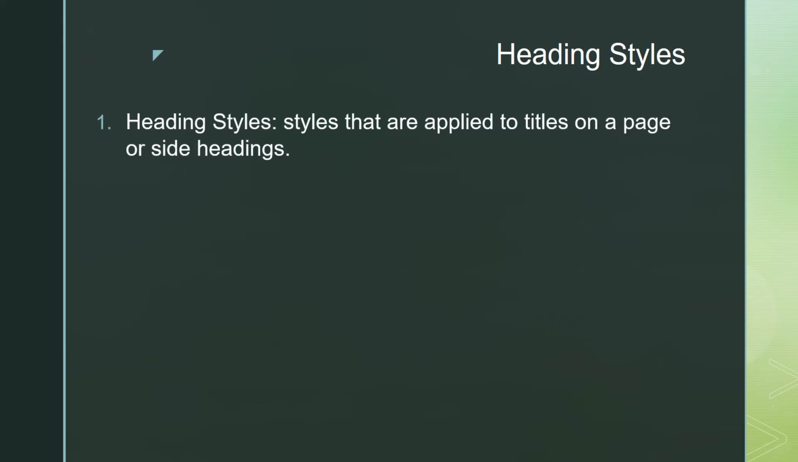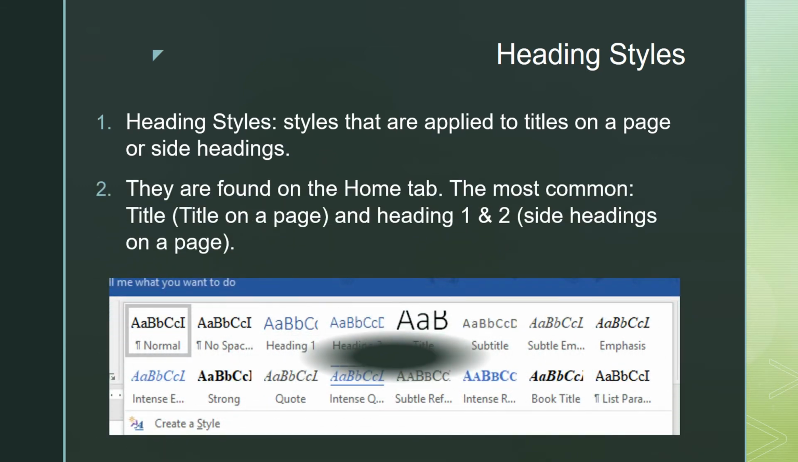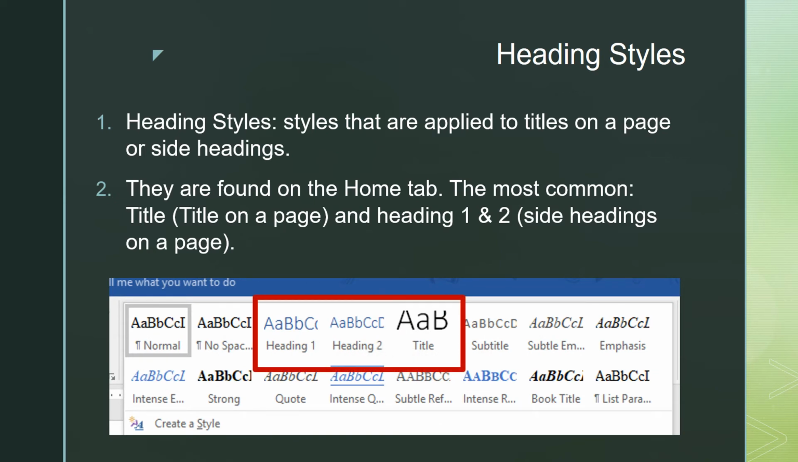Heading styles. Heading styles are styles that can be applied to titles or headings on a page. They are found on the Home tab. The most common are Title and Heading 1 and 2. Usually the title is used on the title of the page, and side headings are used as identifying markers within the document.